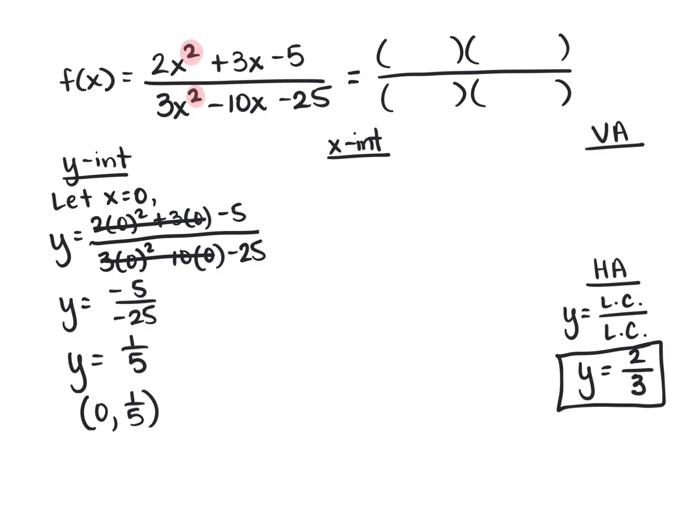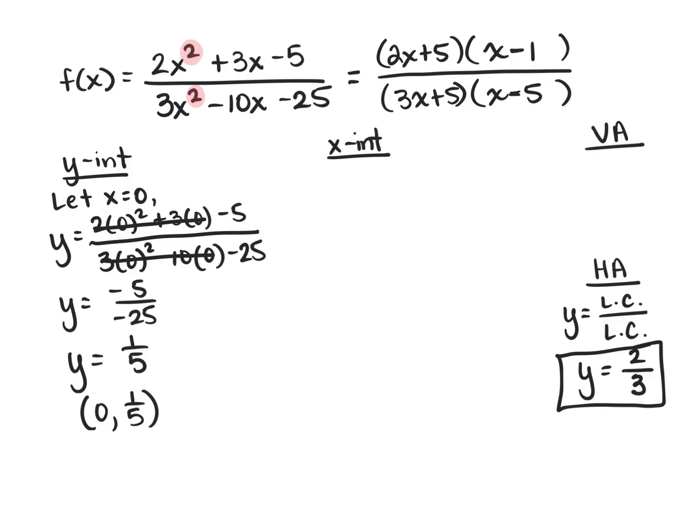So the numerator is going to factor into 2x plus 5 and x minus 1. The denominator is going to factor into 3x plus 5 and x minus 5. Now, if you need help with factoring, I can do that separately. I'm not taking the time to review that here, but I will be more than happy to help you if you need that. So at that point, I can see very clearly that I do not have any common factors, so there are no holes that I have to worry about.